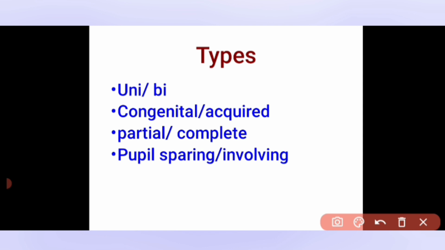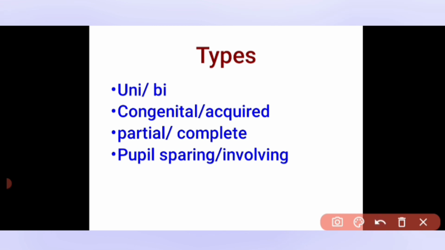If you come to types of third cranial nerve palsy, it can involve either one eye or both eyes. Then it's called either unilateral or bilateral third cranial nerve palsy. If it is present since birth, it's called congenital, and if it is acquired later in life, it's called acquired palsy.